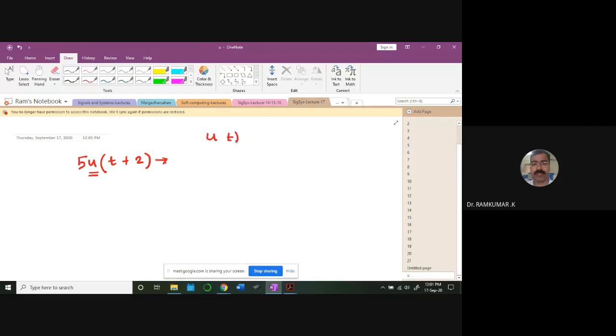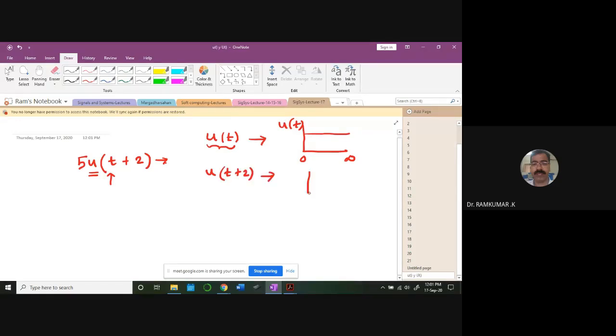So you know how to draw the signal. That's why you have to go back to the basics always. You should know how this signal looks first of all. Then only you can draw this signal. Okay, so the u of t signal looks like this. This is u of t. It starts from 0, it goes up to infinity. So if somebody is asking you what is u of t plus 2, what do you say?